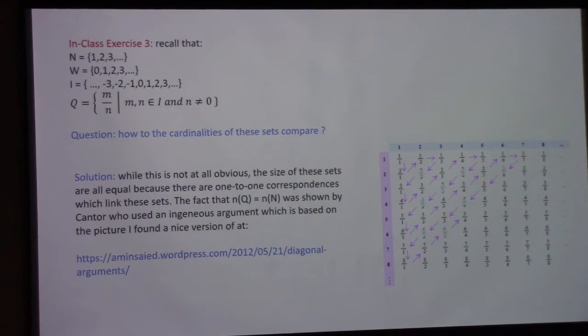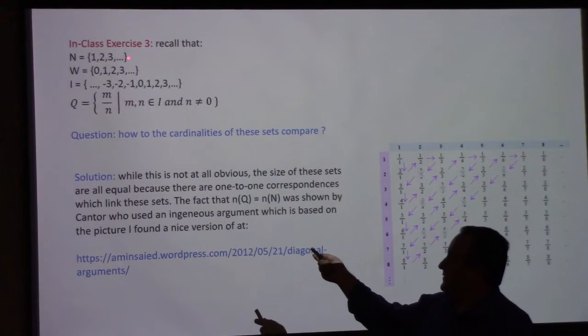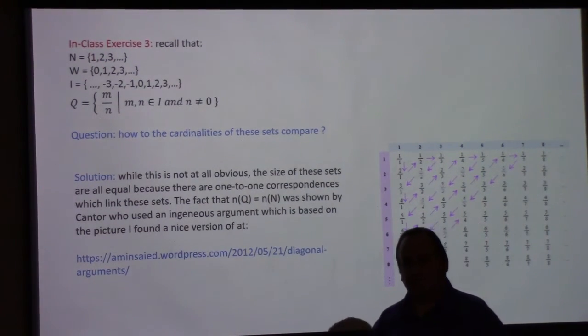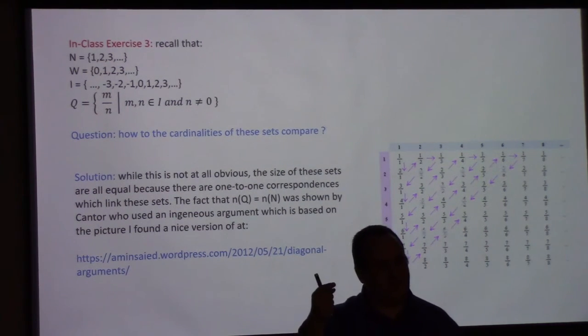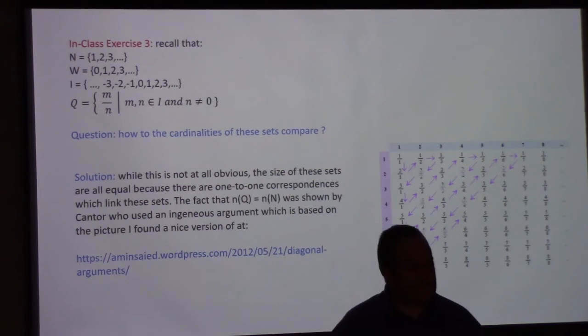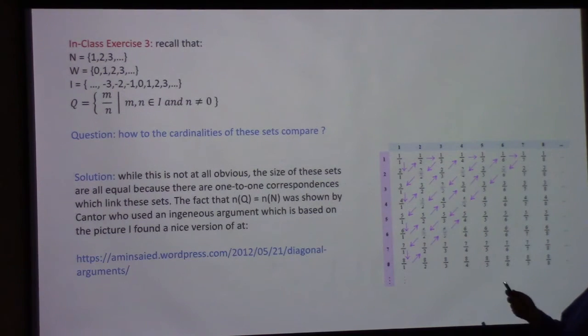So it's fairly obvious how to make the one-to-one correspondence between N and W. To get from natural numbers to whole numbers, you just subtract 1. And that's a one-to-one correspondence. Send 1 to 0, send 2 to 1, send 3 to 2, like that. That's the one-to-one correspondence. For integers, it's trickier. But for rational numbers, this is something that Cantor did.